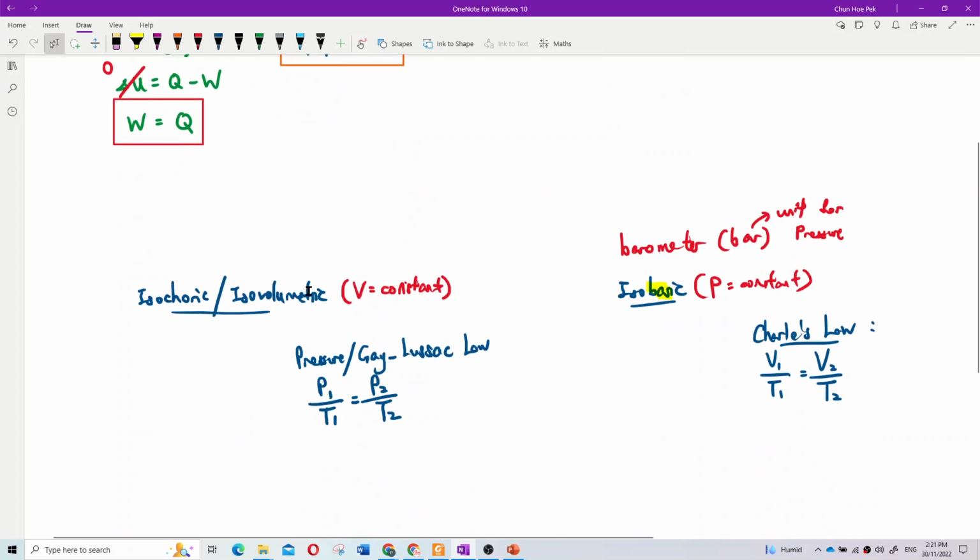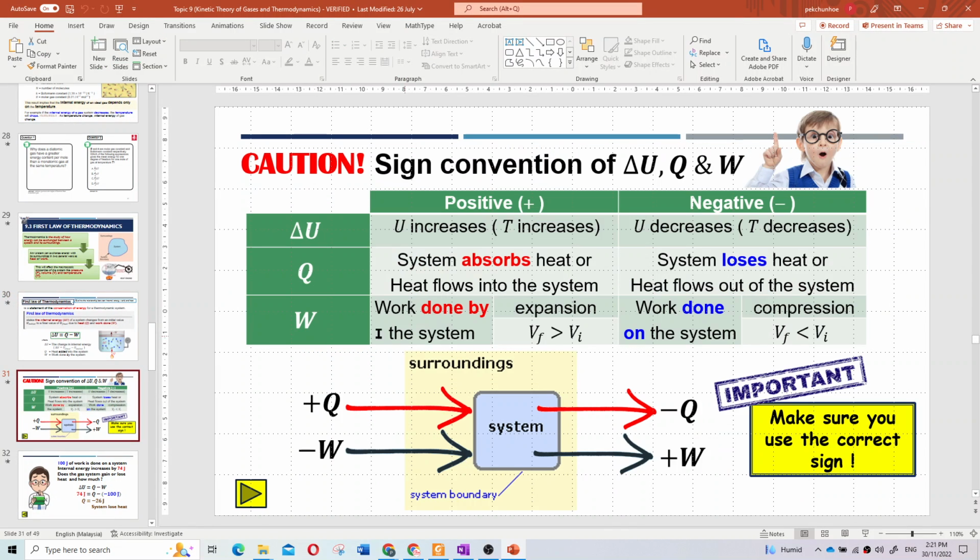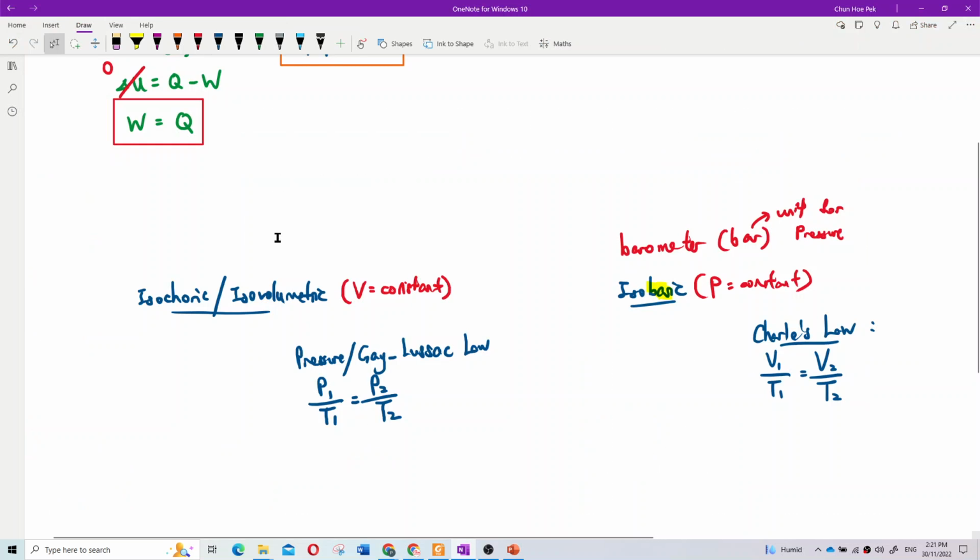Okay, isochoric process. Volume is constant. Still remember about the volume? If volume is constant, that means no work done. Correct or not? Zero work done, because only if there is expansion or compression is there work done. If volume doesn't change, it means no work done. No expansion, no compression.